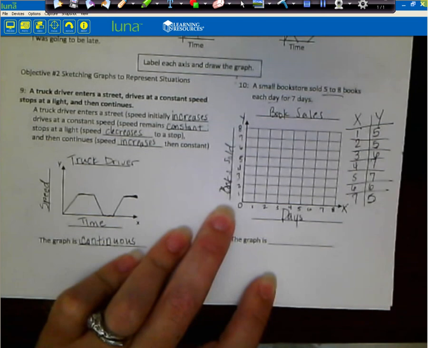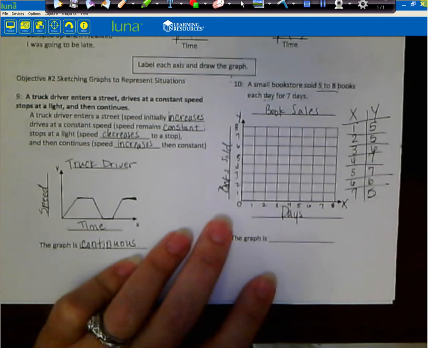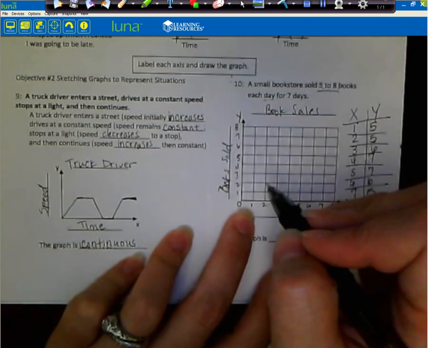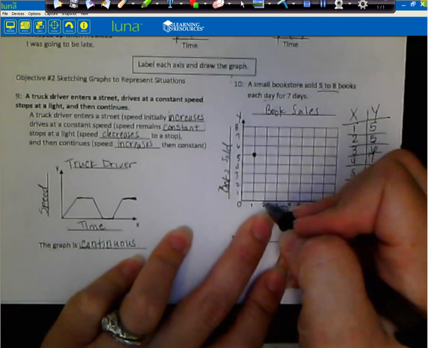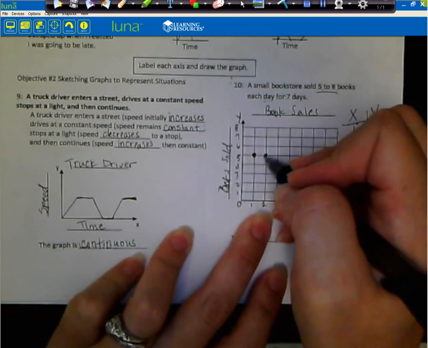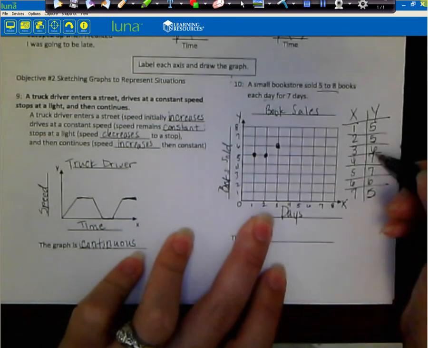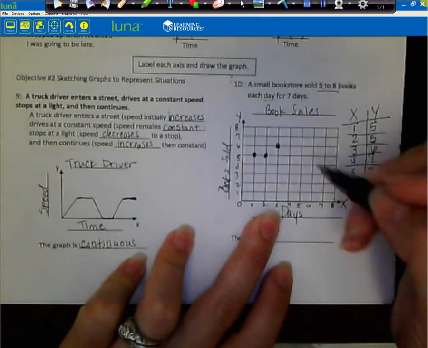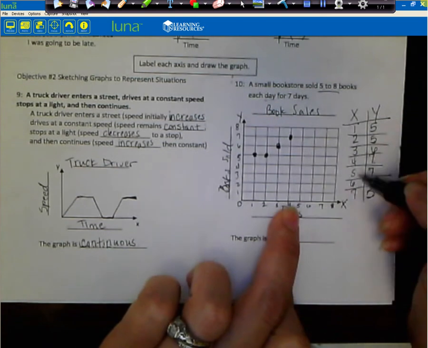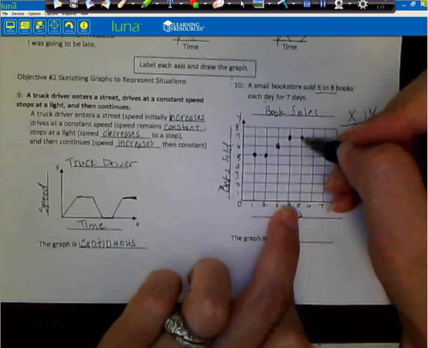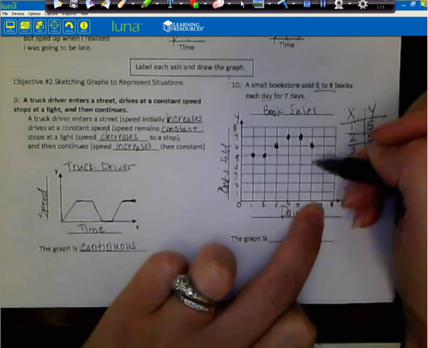So now we're going to graph these numbers of books. So we're going to go to day 1. On day 1, they sold 5 books. So I'm going to say day 1 and 5 and make a point. Day 2, they sold 5 books. Day 2, 5, make a point. Day 3, they sold 6. Day 3, 6, and make a point. Day 4, they sold 7. Day 4, 7, make a point. Day 5, they sold 7. Day 6, they sold 6. And day 7, they sold 5.